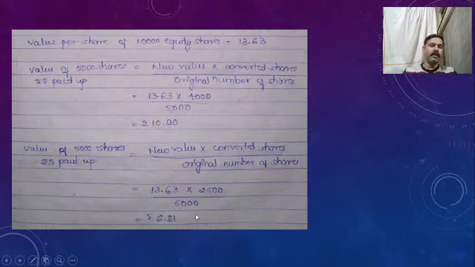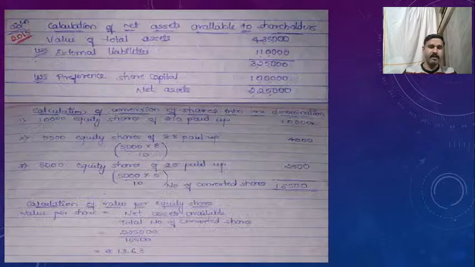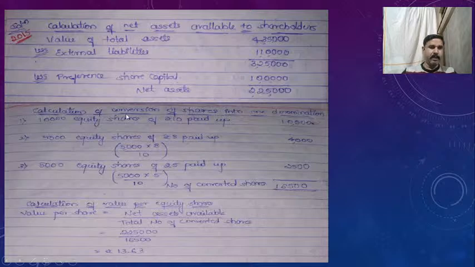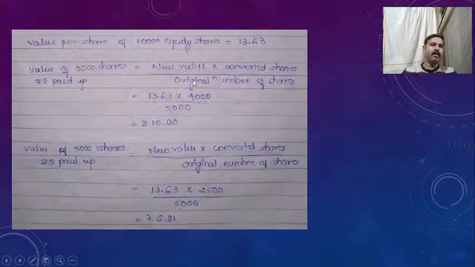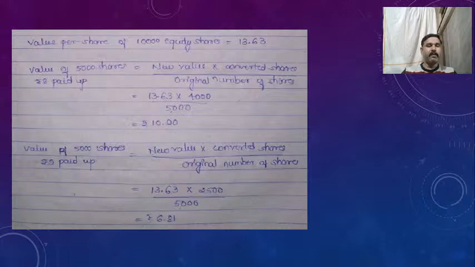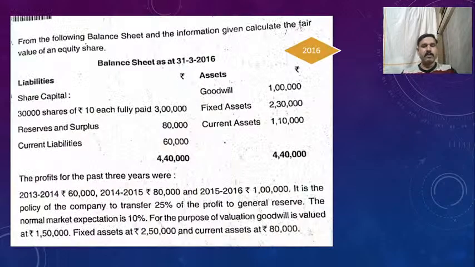So this is the 2015 solution. First, calculate the net assets, then convert the shares, then calculate the value of shares as per converted shares, and the last step is the calculation of value of shares according to the face value or paid up value of the shares. Let's see the 2016 question paper.